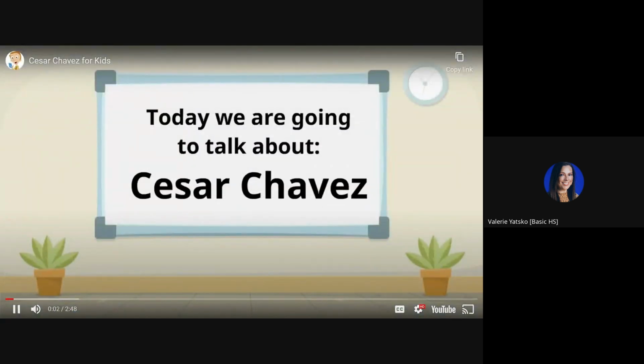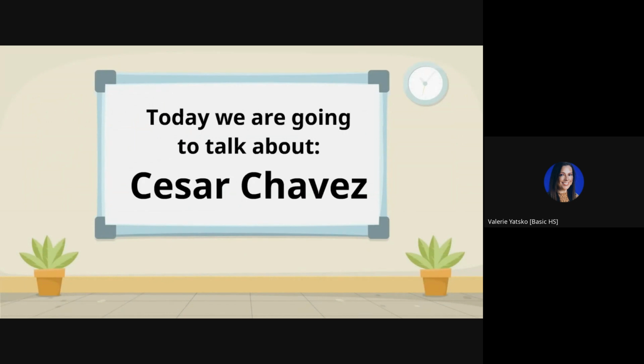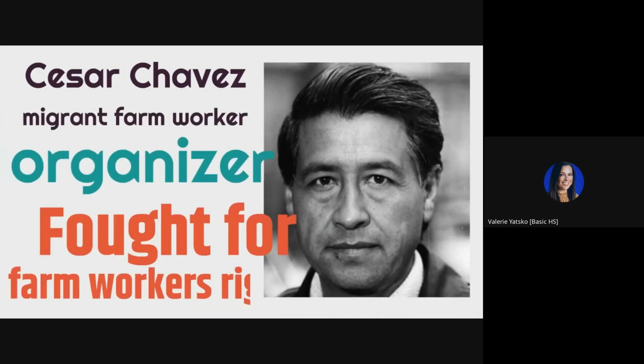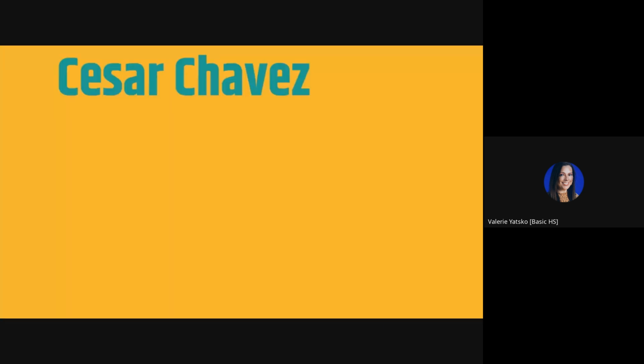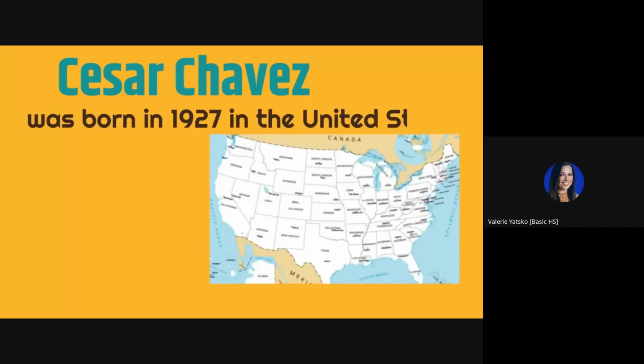Today, we are going to talk about Cesar Chavez. Cesar Chavez, a migrant farm worker who became an organizer. He fought for farm workers' rights and believed that if everyone worked together, they could be treated more fairly. Let's talk about the history of this American hero.